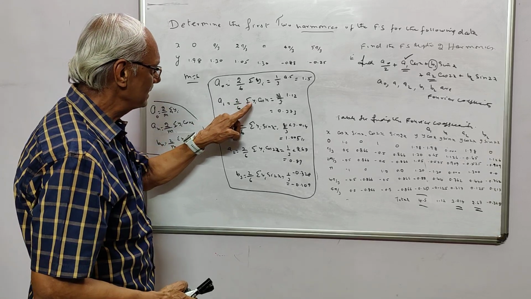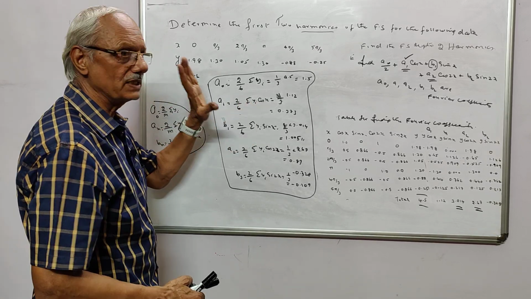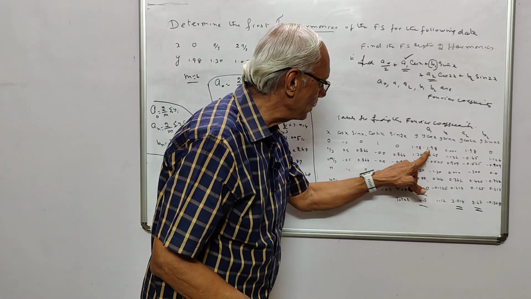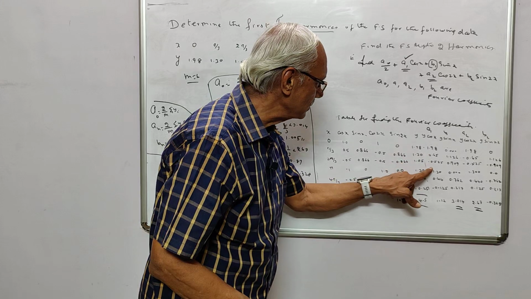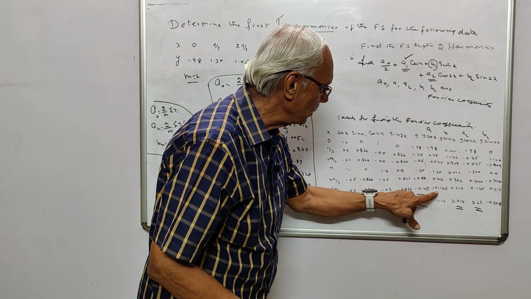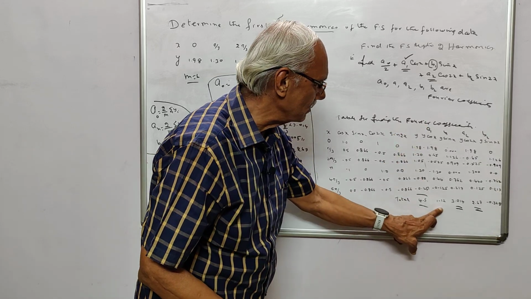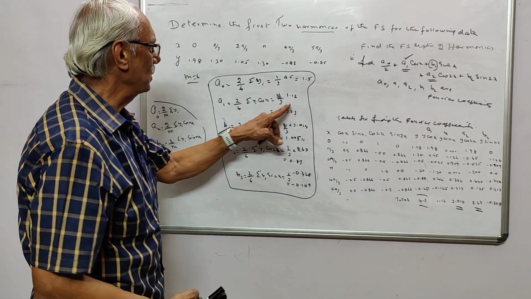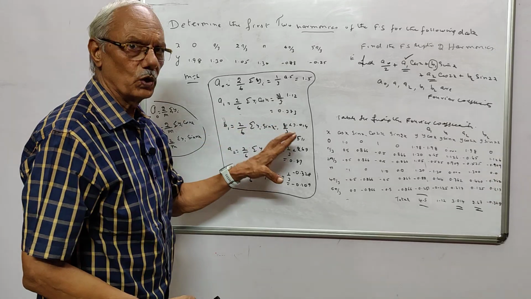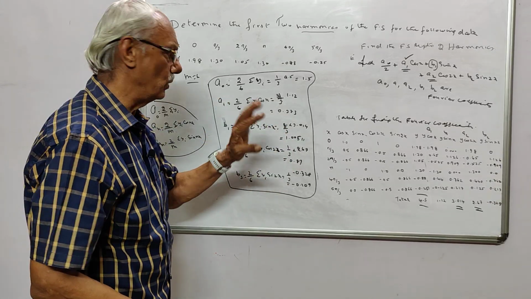2 by 6 sigma of y into cos x. Now, where do you get this here? It is y1 cos x, y2 cos x, y3 cos x, y4 cos x, y5 cos x, y6 cos x. You add them, it comes to 1.2. So it is 1.12 divided by 2. So this is your A1. That is the Fourier coefficient A1.